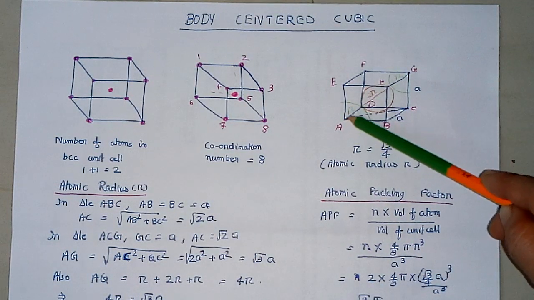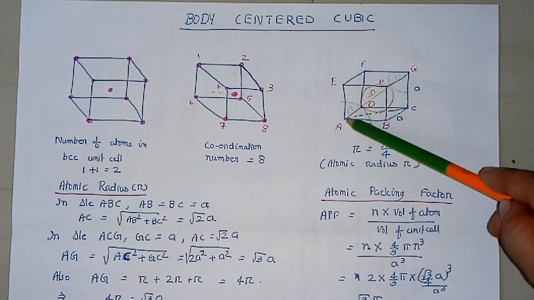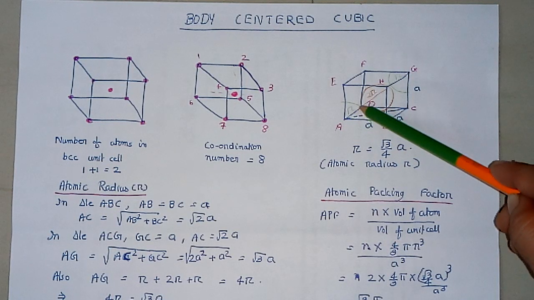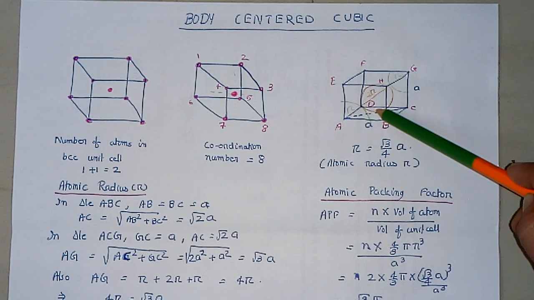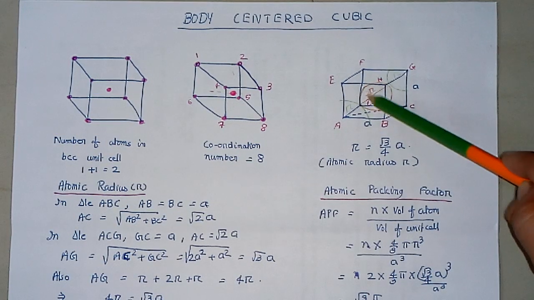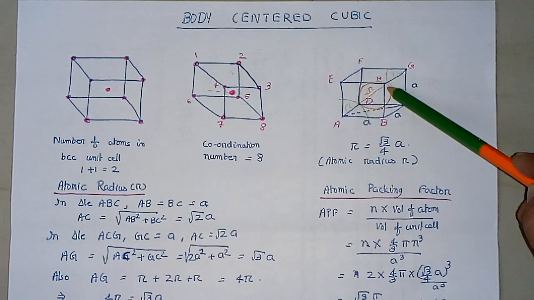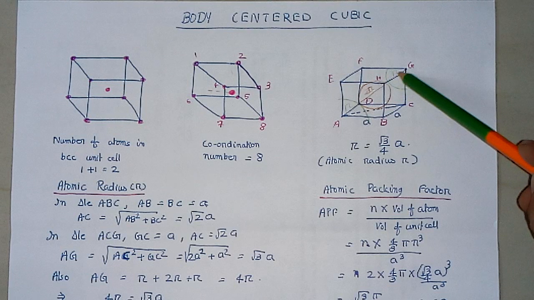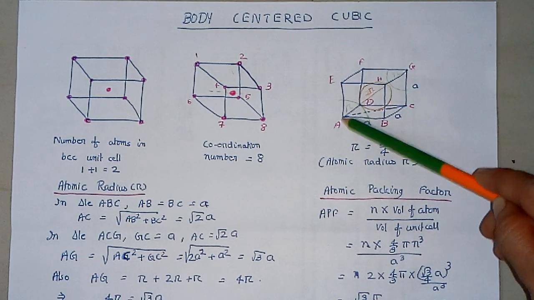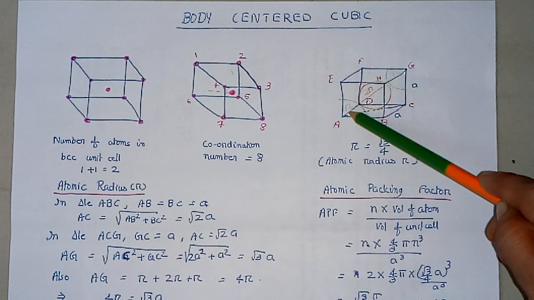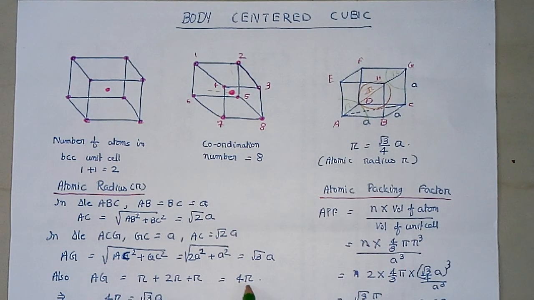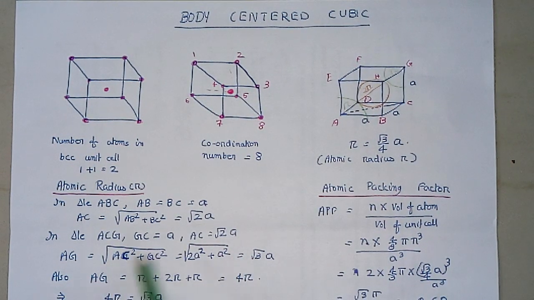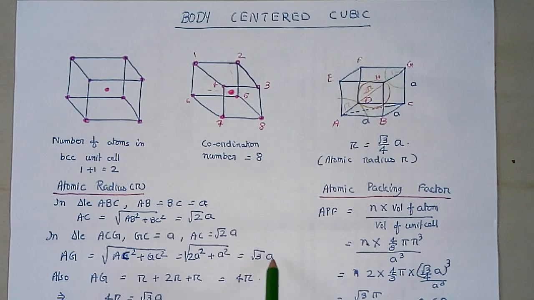Now from this side we can see that this distance is R, the atomic radius is R, and here the whole atom is there. So this distance is the diameter, that will be 2R, and this distance equals R. So you can see AG will be equal to R plus 2R plus R, and that value equals 4R. And here we calculated AG equals root 3A.